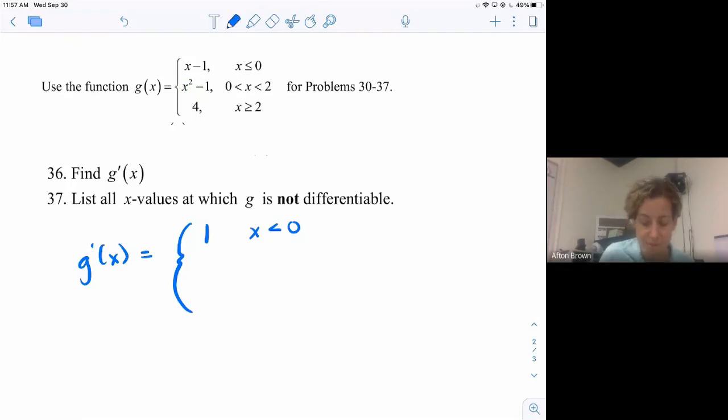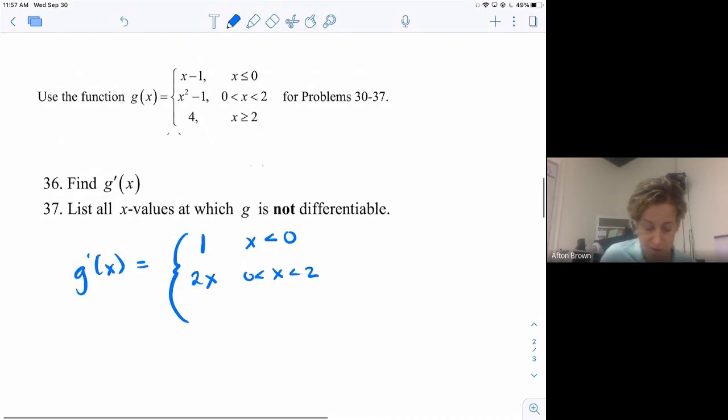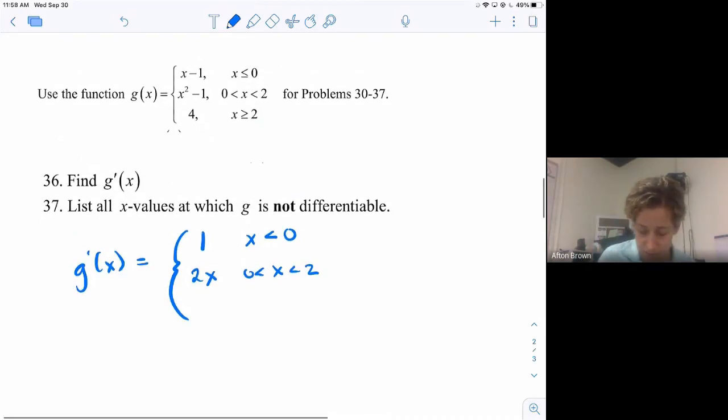Well, the derivative of that middle function is just 2x. The interval is between 0 and 2. They didn't have equal to bars, so I don't know if I should put them, so I'm leaving them off. The third piece, the derivative of a constant, is just 4. So the derivative of 4 is 0. Any constant is just 0. Again, I'm not going to put that equal to bar down here because I don't know if the derivative exists.